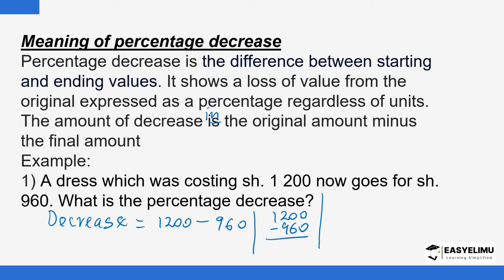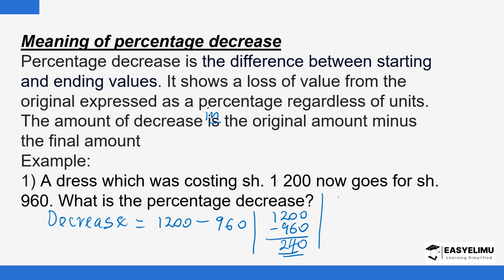So how do I arrive at this value? 0 subtract 0. Here we have to borrow 1 from 2 to make this 10. 10 minus 6 is 4. Now we have borrowed 1 from 2, it's 1, but 1 can't subtract 9, so you have to borrow 1 again from 1 to make this 11. 11 minus 9 is 2. That means the difference between 1,200 and 960 is 240.